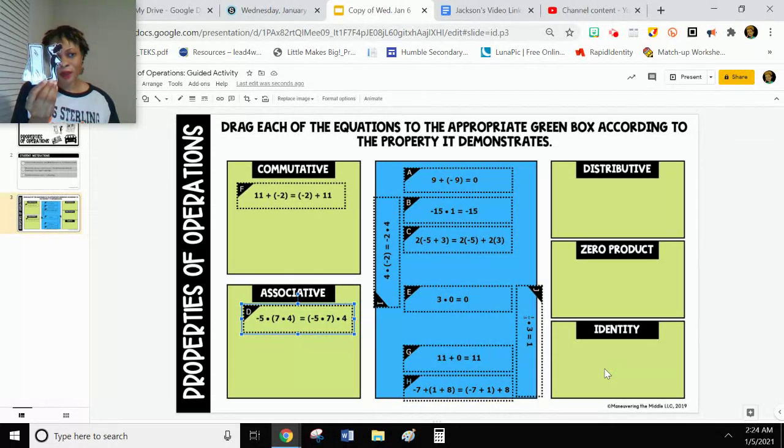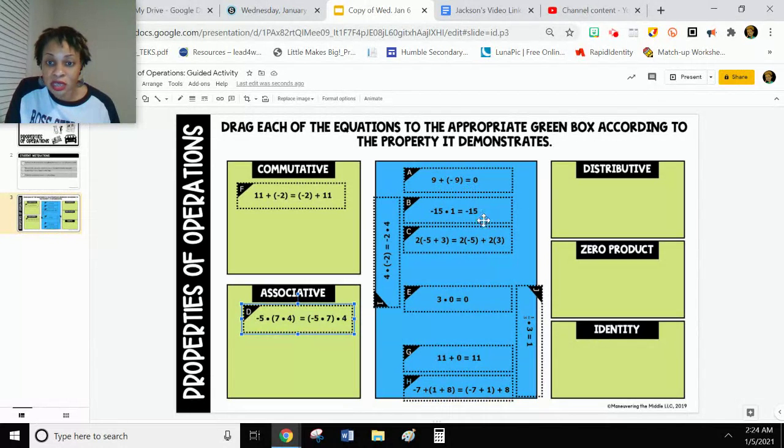Now let's look at identity. So identity property says if you add 0 to me, I'm still myself. That's the property of addition. And the multiplicative says if you multiply me times 1, I'm still myself. So I'm going to do the additive identity property. I'm going to look for a problem where they are adding 0, but on the other side of the equal sign, I still see myself. I'm still myself.